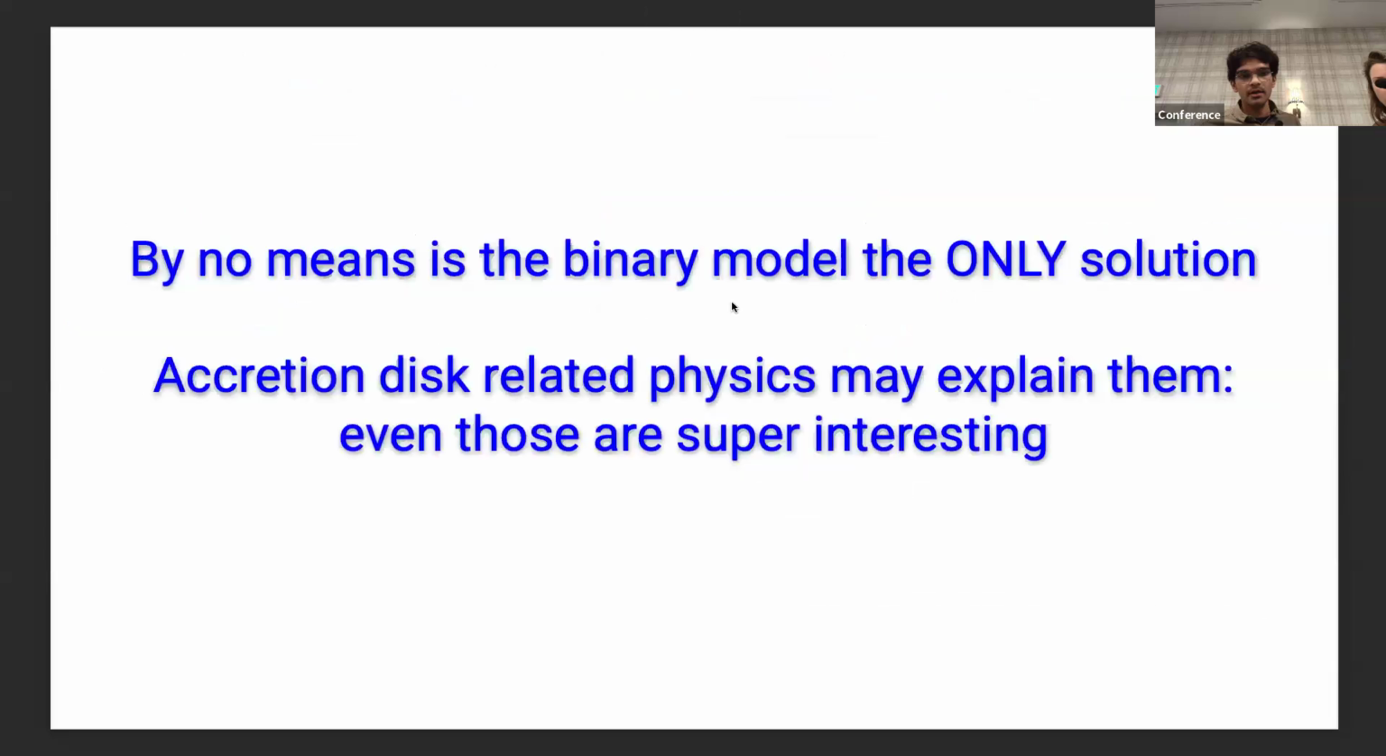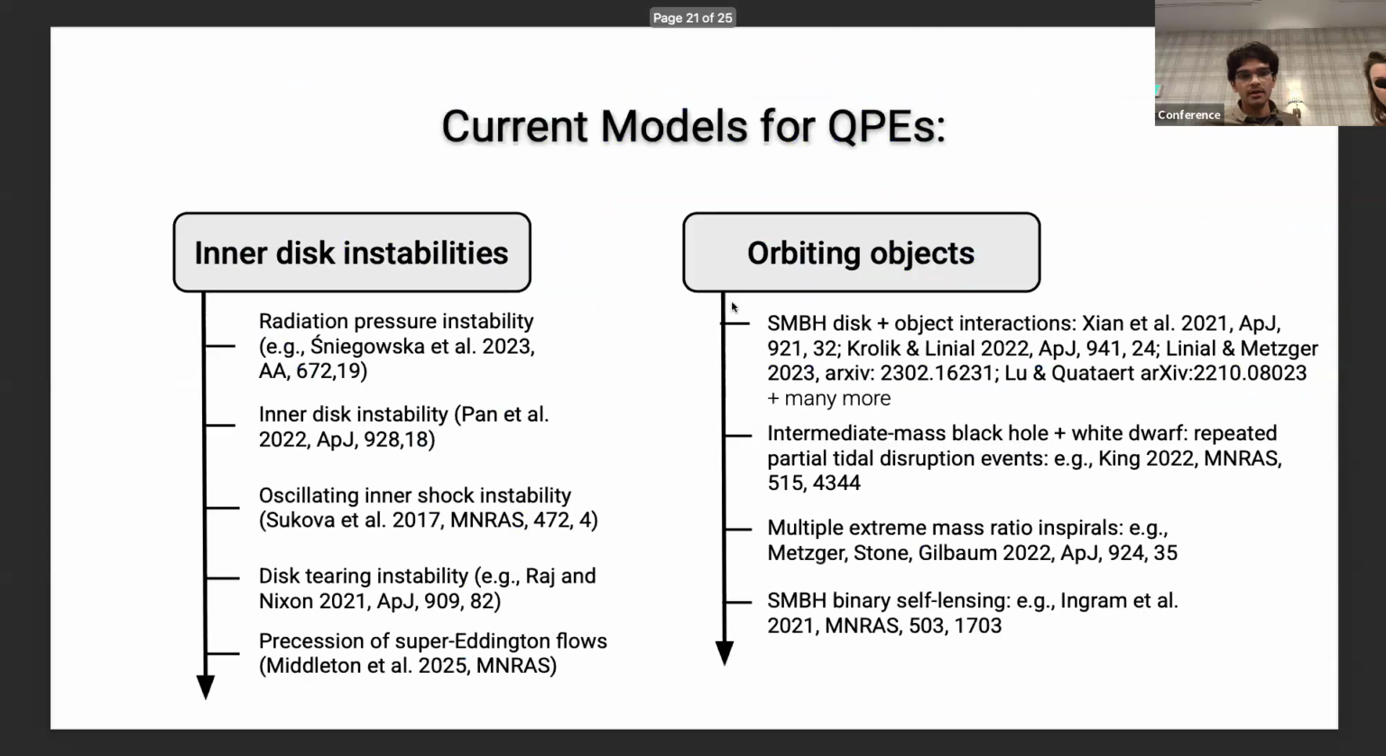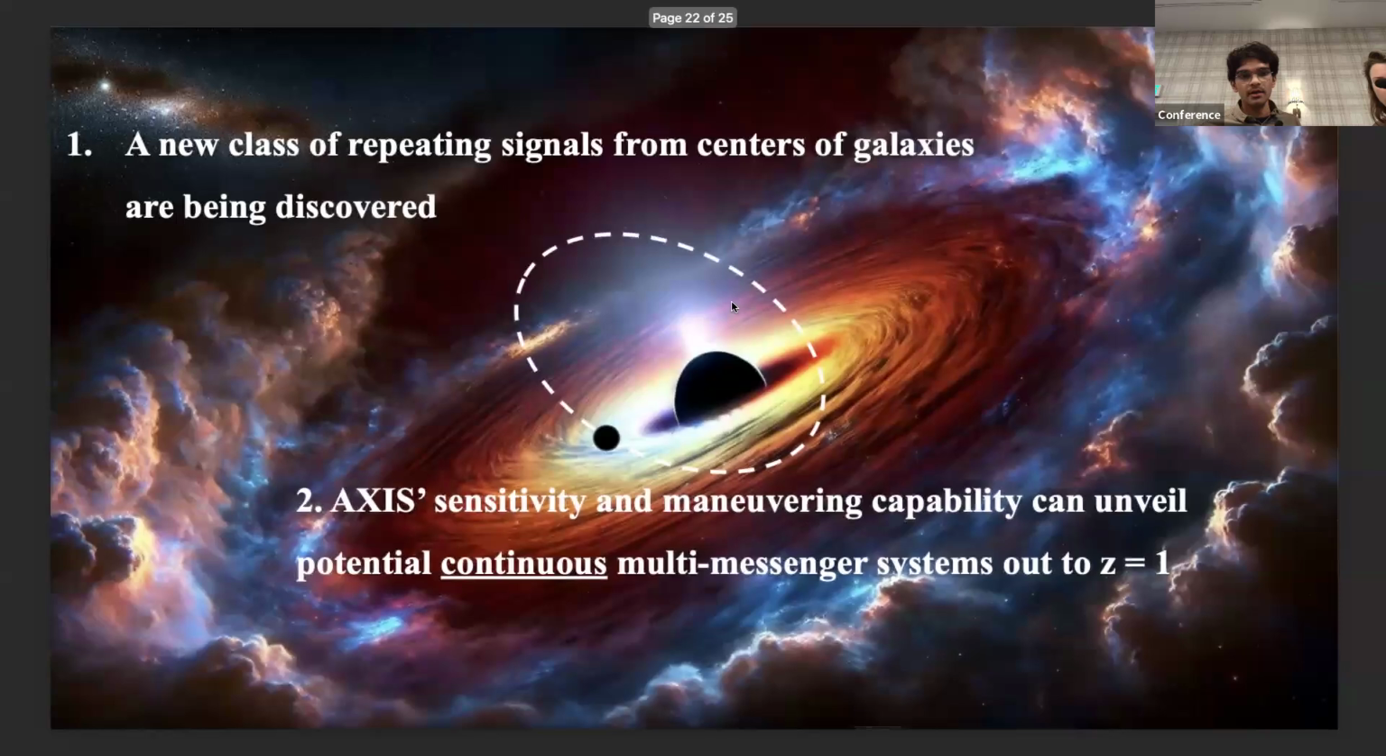So again, I just want to stress that the binary model is in no way the only solution to this phenomenon. There are many other interesting disk physics proposals that have been put out there, and I think they're equally super interesting. This is just to give you a snapshot of many, many models that have been proposed out there. This is not even updated. There are a couple more since this slide.